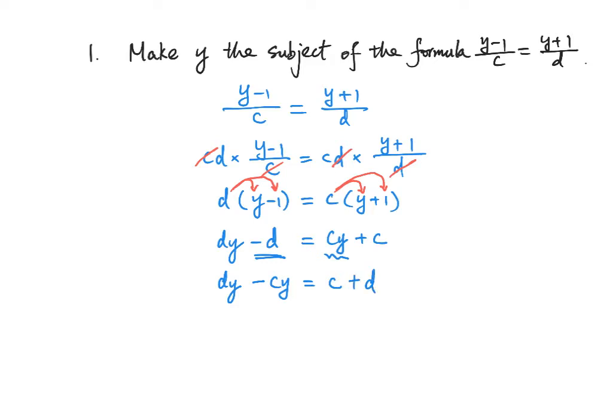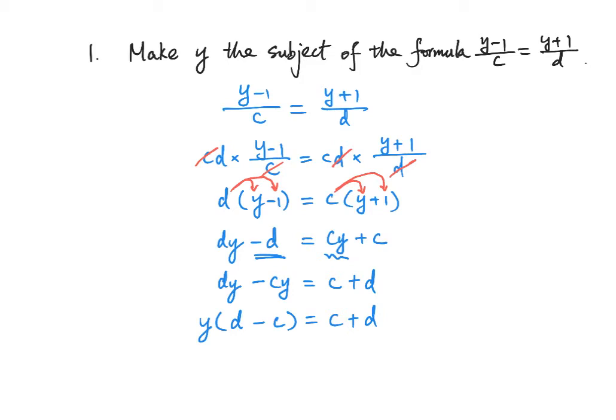Now there is more than one term including the subject, so we need to take out the common factor, take out the subject y. So the first term, d is left, and the second term, c is left. Equal to the right-hand side, c plus d.